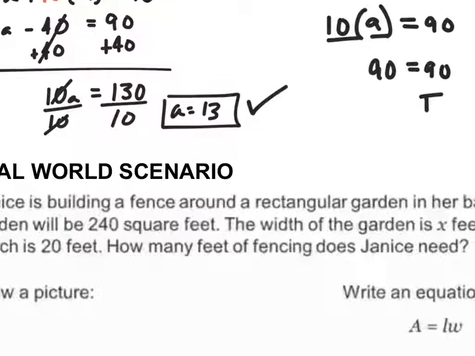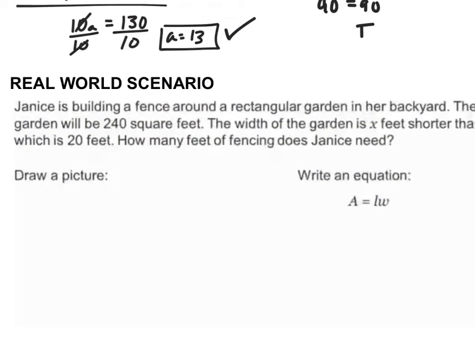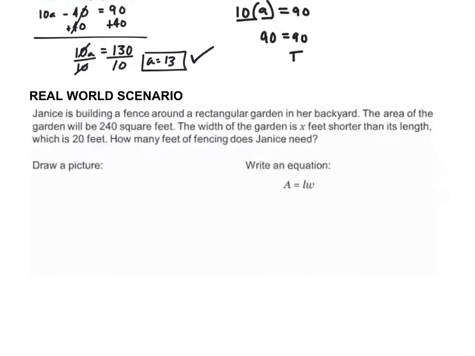All right. Let's talk about a real world scenario. Janice is building a fence around a rectangular garden in her backyard. The area of the garden will be 240 square feet. The width of the garden is X feet shorter than its length, which is 20 feet. How many feet of fencing does Janice need?